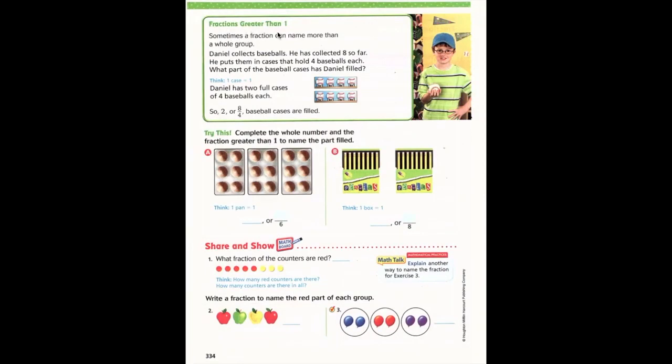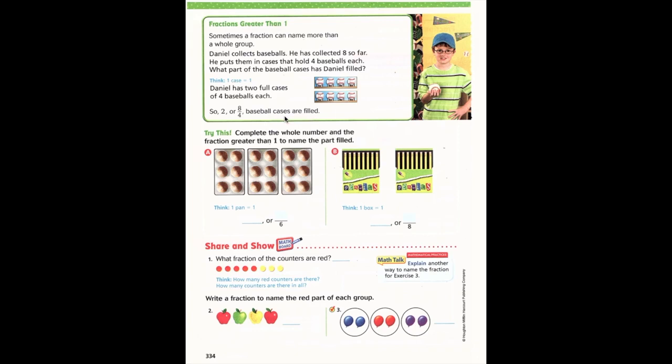Fractions greater than 1. Sometimes a fraction can name more than a whole group. Daniel collects baseballs. He has collected 8 so far. He puts them in cases that hold 4 baseballs each. What part of the baseball cases has Daniel filled? So think, 1 case equals 1. Daniel has 2 full cases of baseballs, of 4 baseballs each. So 2, or 8/4, baseball cases are filled.